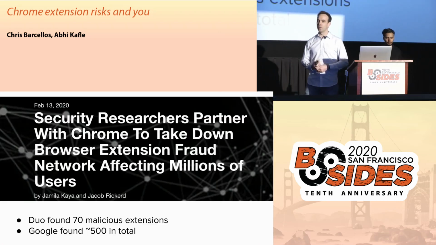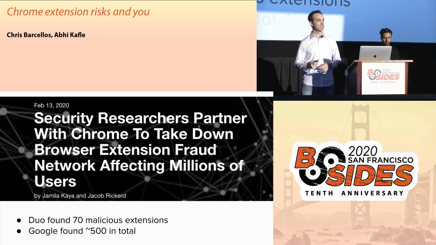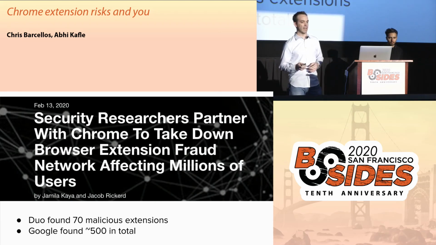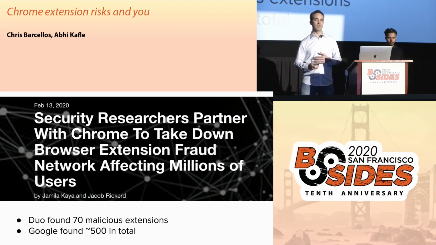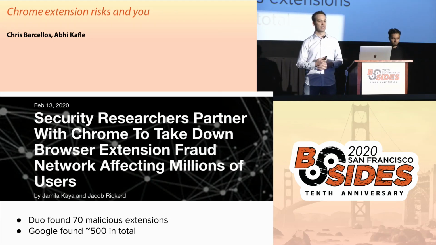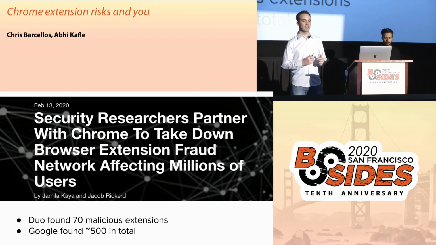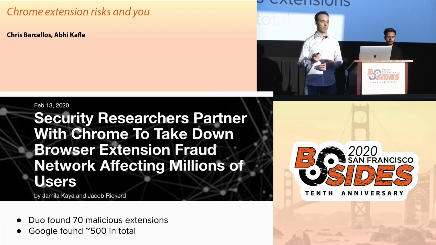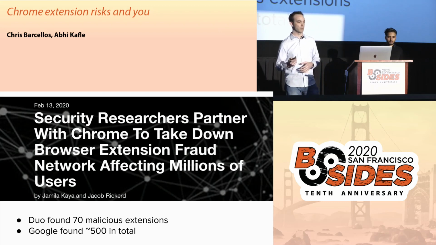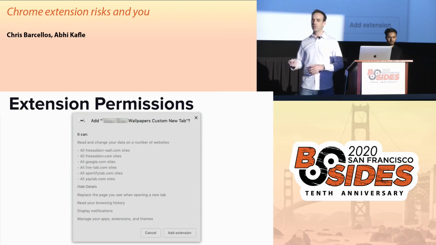On this one here, this came out a week and a half ago. It's very recent. There was a researcher who worked with Duo through the CRXcavator system, found a number of extensions that were bad. They found out eventually that this was affecting millions of users. And Google eventually found there were 500 extensions in total that were doing this malicious work. These extensions were doing things like redirecting to malware sites, phishing, stealing histories again. And once this was found and released, they removed all of these malicious extensions from the Chrome Web Store.